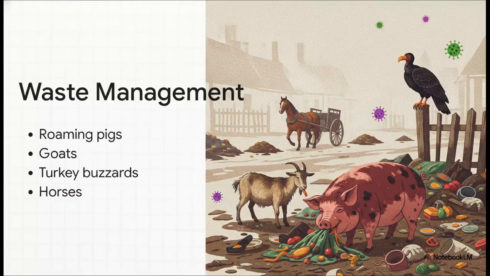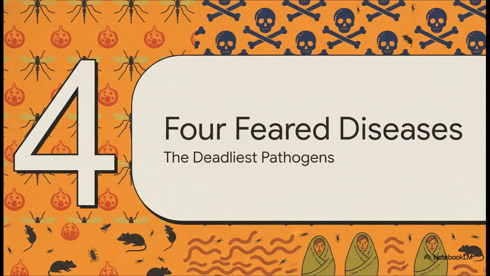Without even realizing it, they had set up the perfect environment for sickness to just keep spreading right outside their front doors. And their big solution to this waste problem? It's pretty ironic. They relied on animals. Pigs, goats, and turkey buzzards basically roamed the streets, acting as a primitive waste management system. But obviously, those animals just added their own waste to the streets. Throw in all the horses used for daily transportation, and you've got towns that were essentially giant, unsanitary feeding grounds for disease.